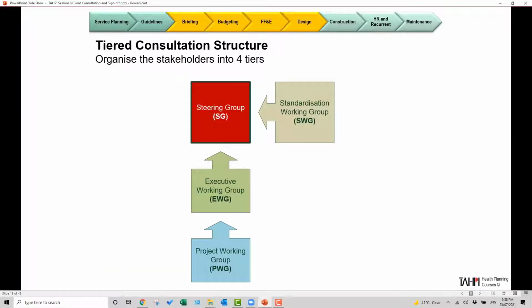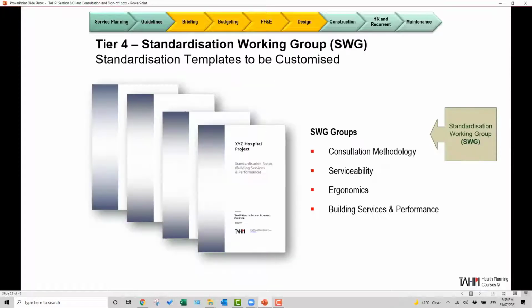There's a tiered consultation structure. There are 4 tiers: Steering Group or SG, Executive Working Group or EWG, Project Working Group or PWG, Standardization Working Group or SWG. Each one of these will be defined, the roles and responsibilities described. Standardization is all about repeating good knowledge and passing the information to the next generation.